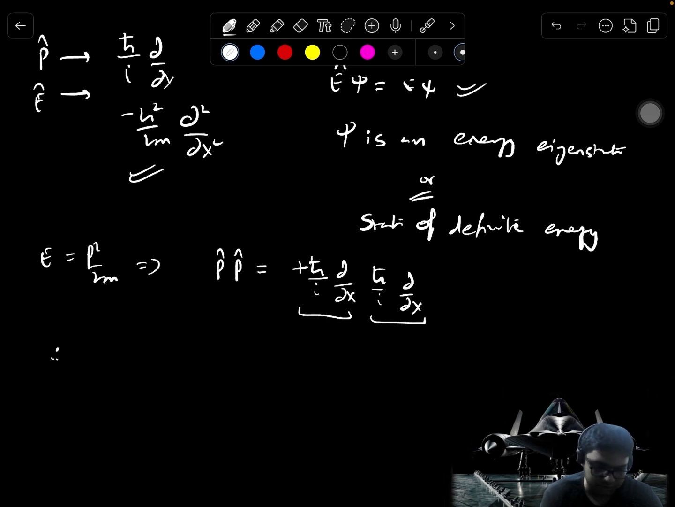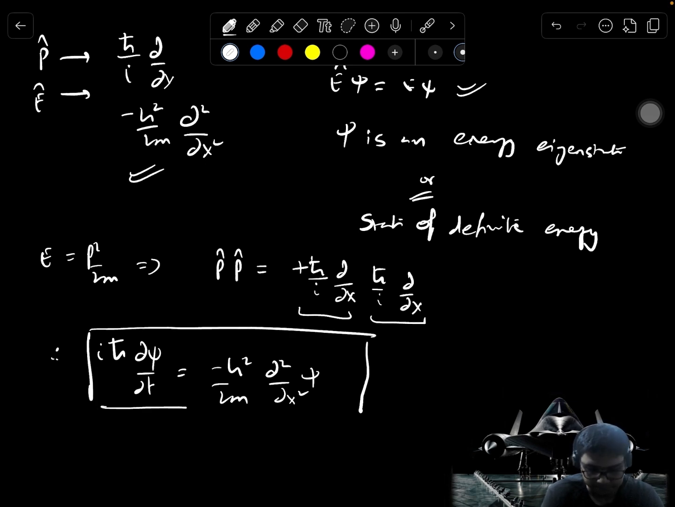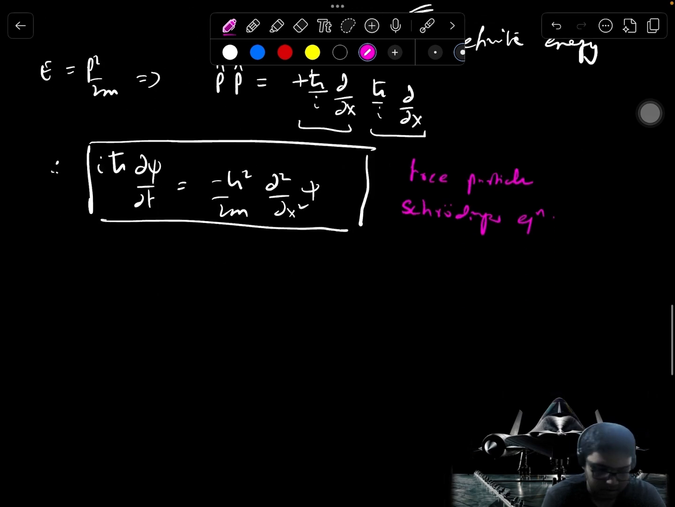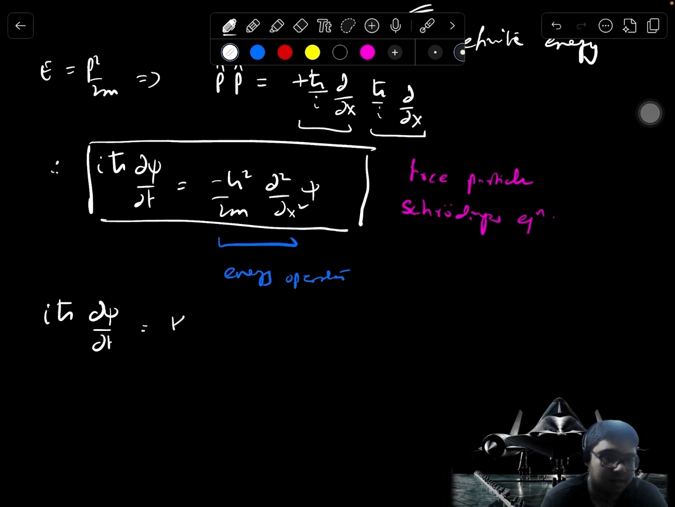Now I rewrite the Schrodinger equation like this. So this form of the Schrodinger wave equation is known as the free particle Schrodinger equation. So minus h-bar squared by 2m, ∂² by ∂x², is the energy operator, which also turns out to be the Hamiltonian. So from here we can make out that the Hamiltonian is the same as the energy operator.